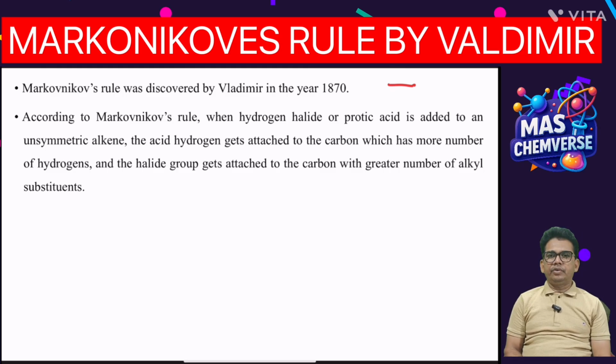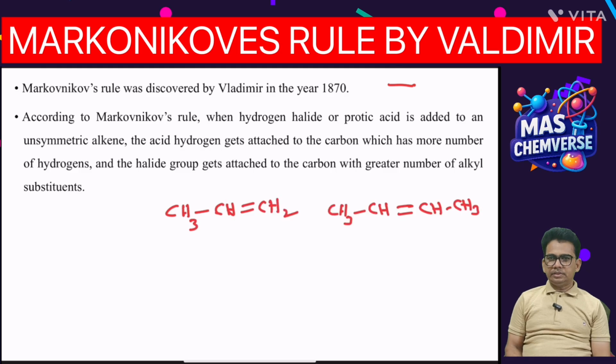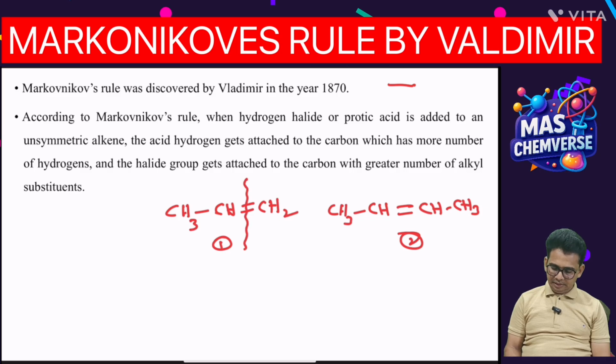Basically, we are going to discuss two types of alkenes. Just observe these two alkenes. I will give the numbers: this is one, this is two. Just see, when we cut into halves where the double bond is available, you can see it here.